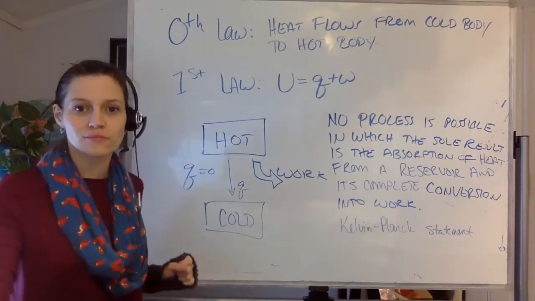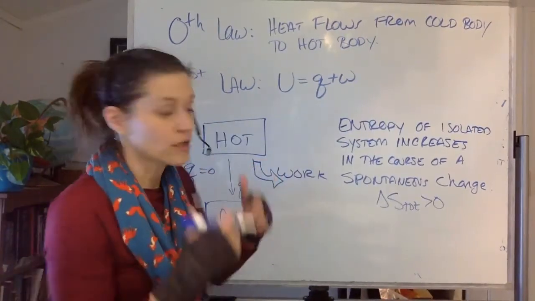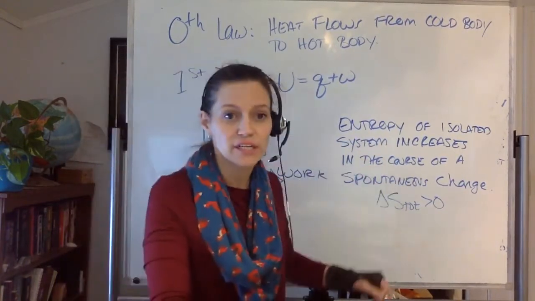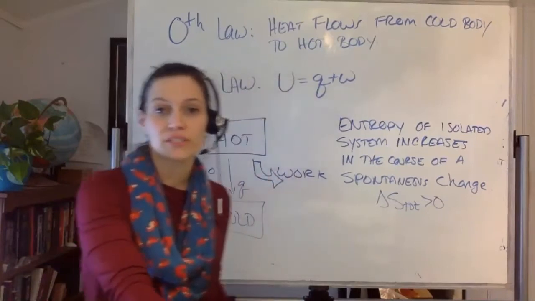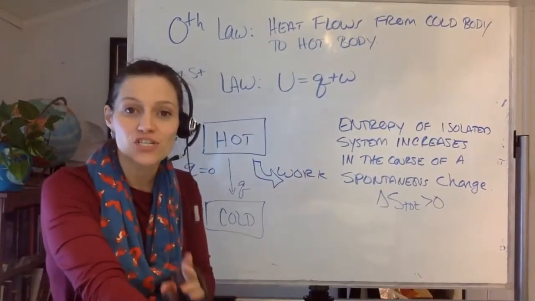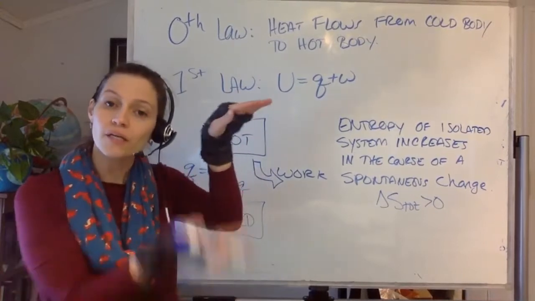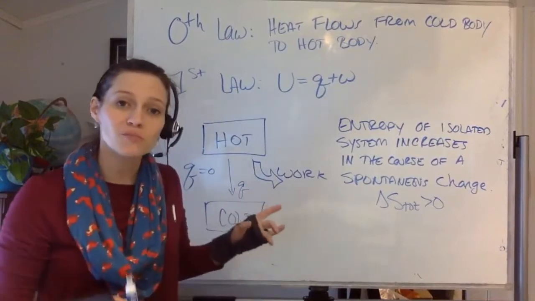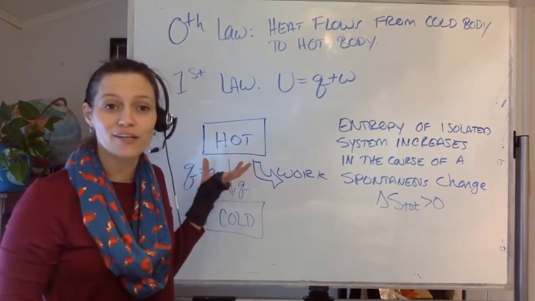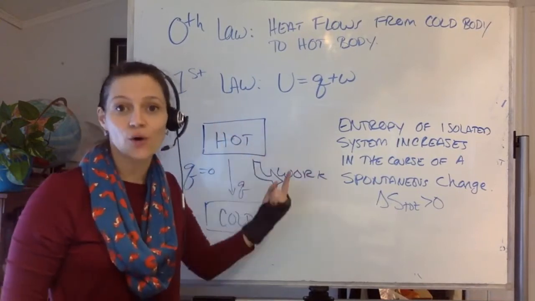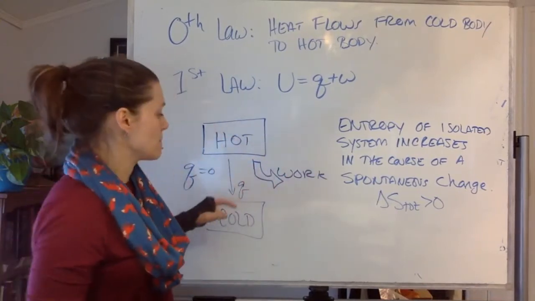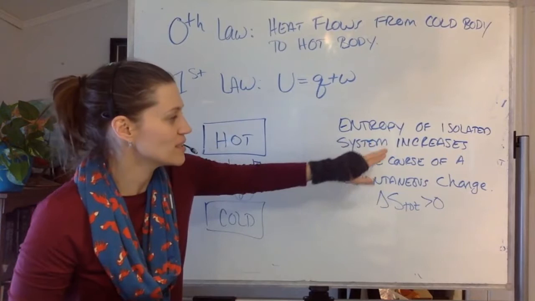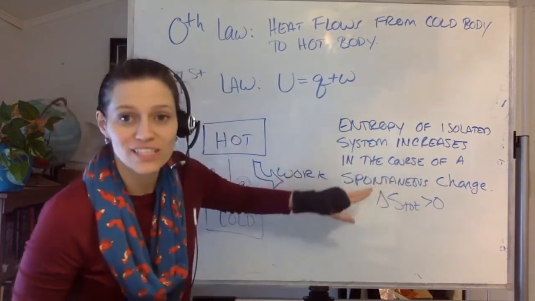Another definition of the second law of thermo is that the entropy of an isolated system increases in the course of a spontaneous change. Delta S total will always be greater than 0. So in the process of a spontaneous change, which the zeroth law says, if you have a hot body and a cold body connecting to each other, heat will spontaneously flow. The second law says there's no possible way that you can convert all of that heat energy into work. Some of it has to go to the total surroundings. So some of this Q cannot be converted into work, such that the entropy of an isolated system increases in the course of that spontaneous change.